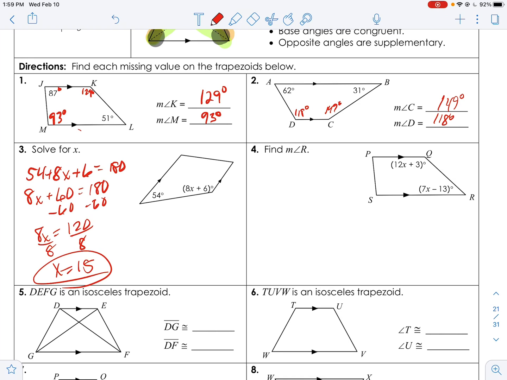Find the measure of angle R. So this time we have to find x and then plug it in there. Go ahead and pause it, see if you can come up with a plan, work it out, and let's see what you get.